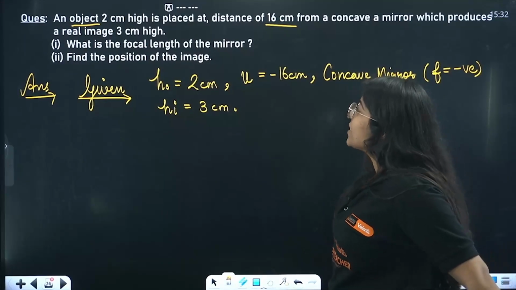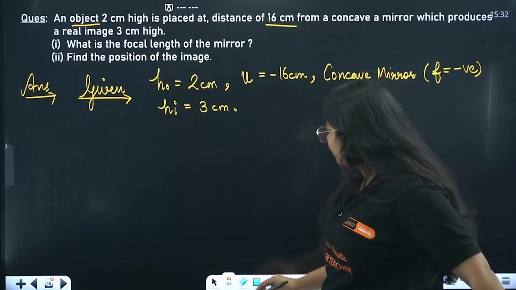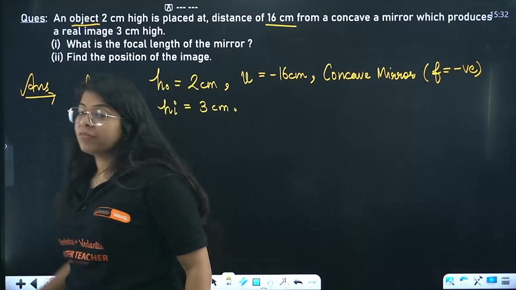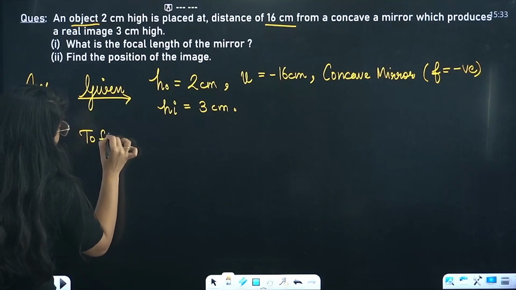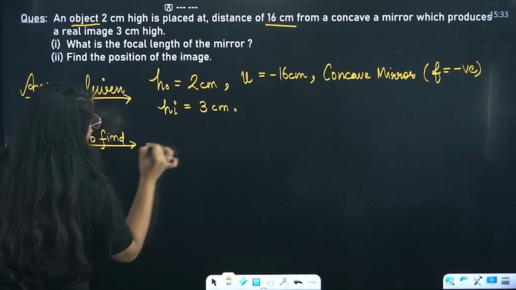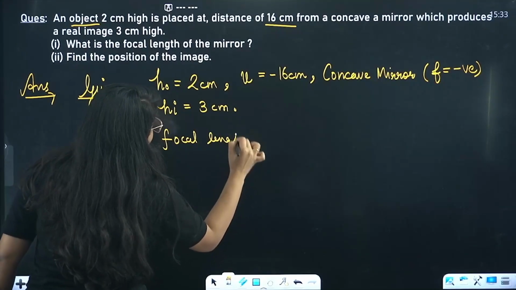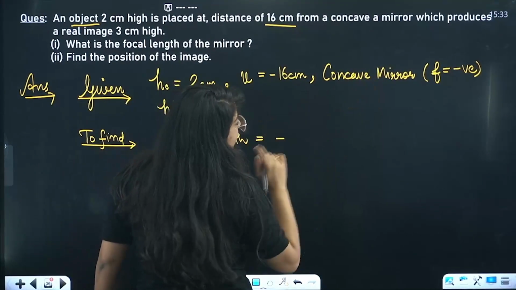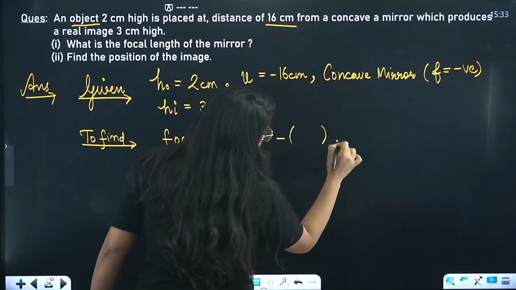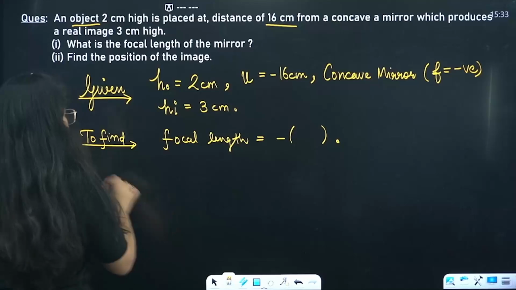What is the focal length of the mirror? Now write down what we have to find. We have to find the focal length of mirror. One thing I know is that it will be negative because it is a concave mirror, and there will be some value. So this value is what I have to find. Okay, let's see the solution.